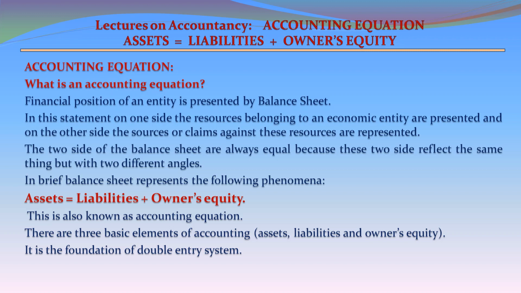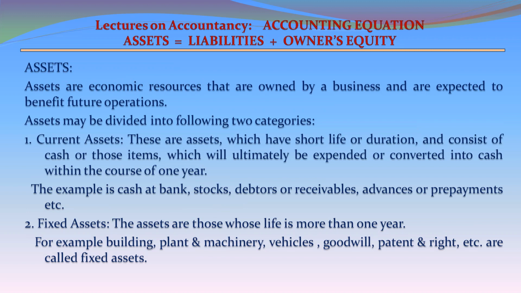There are three basic elements of accounting: assets, liabilities, and owner's equity. It is the foundation of the double entry system. Assets are economic resources that are owned by a business and are expected to benefit future operations. Assets may be divided into the following two categories.